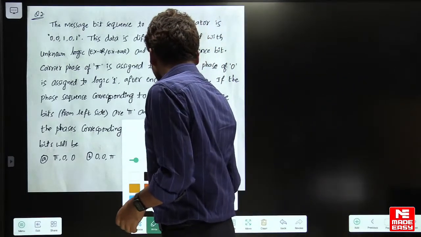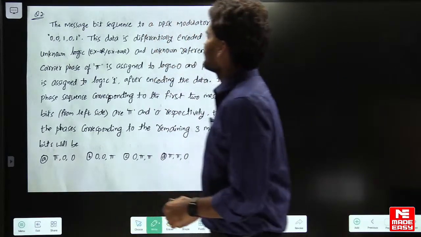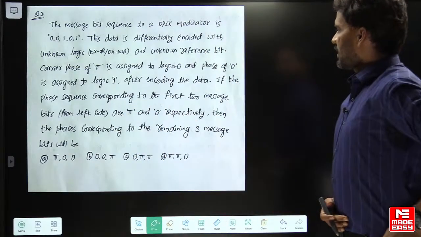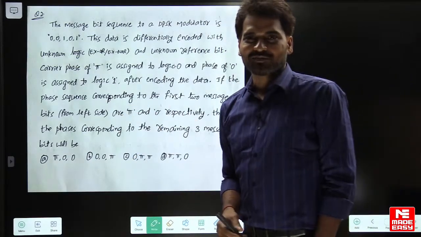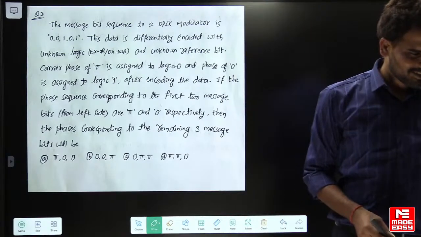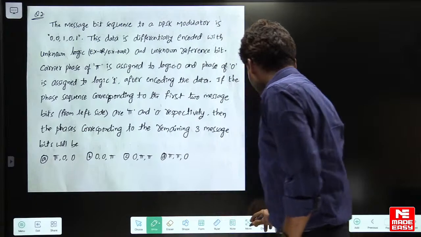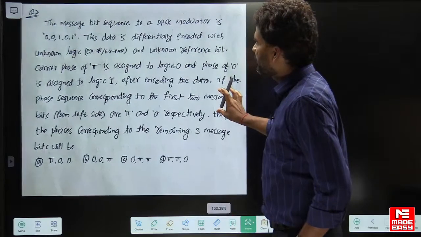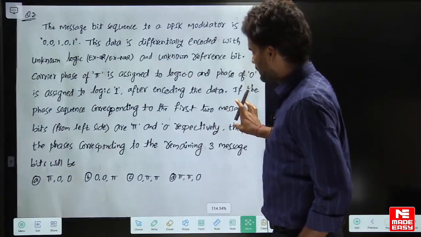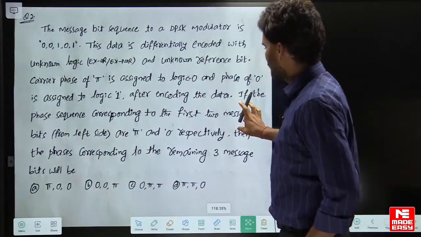Everyone read this question. I'm expecting an answer from everyone this time. Let me enlarge this a little. Is it visible to everyone? Can you read it?